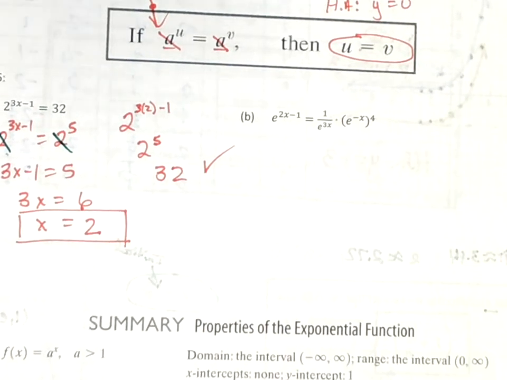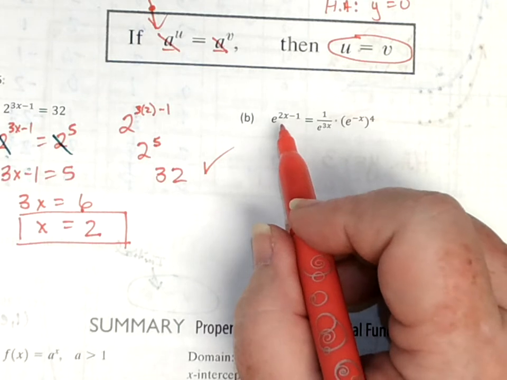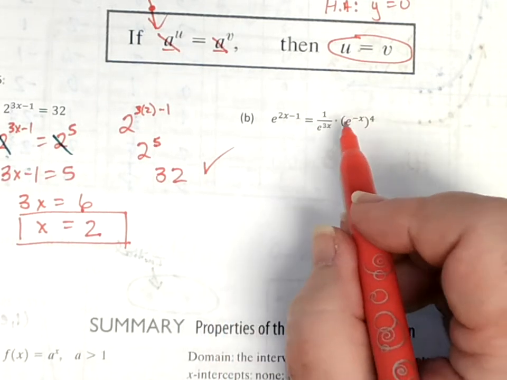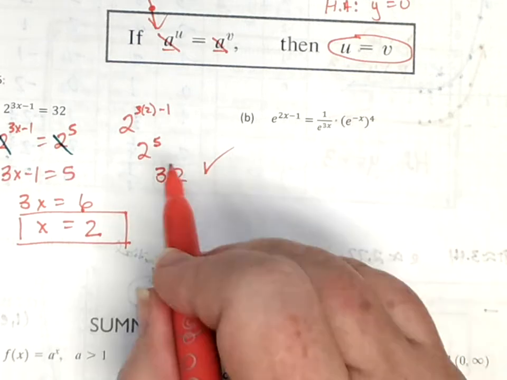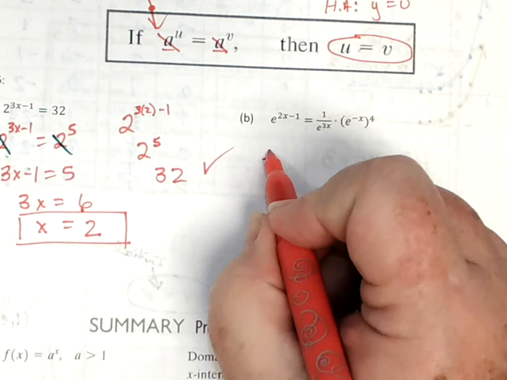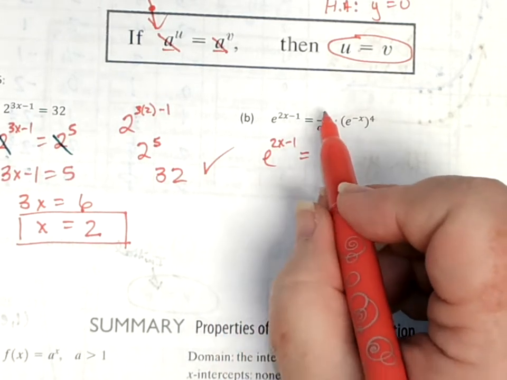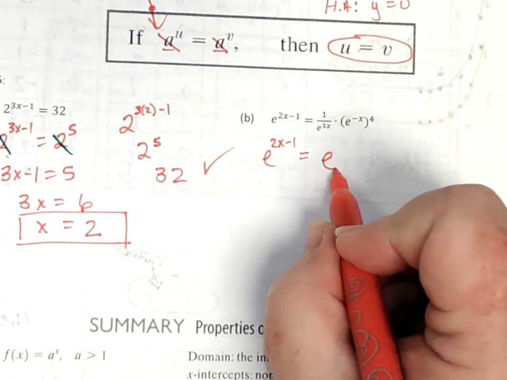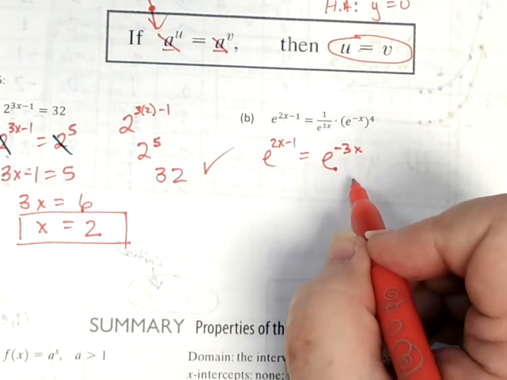Now b looks a little scarier, and it only looks scarier because it has e's in it, but the concept is still the same. The first thing I have to recognize is I need a common base. This one is a base of e, this is a base of 1 over e, and this is a base of e again. I need them all to be the same, so I'm going to choose base of e. This one is fine, we're going to leave it alone. Instead of 1 over e to the 3x, remember, I don't want that fraction, I just want e, so I'm going to make that negative 3x.